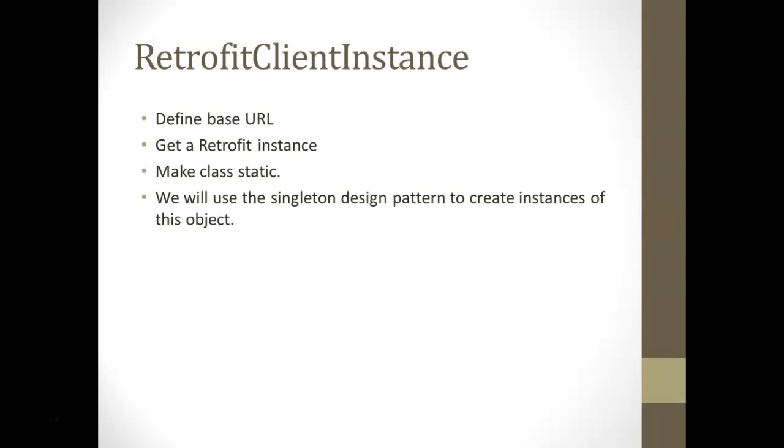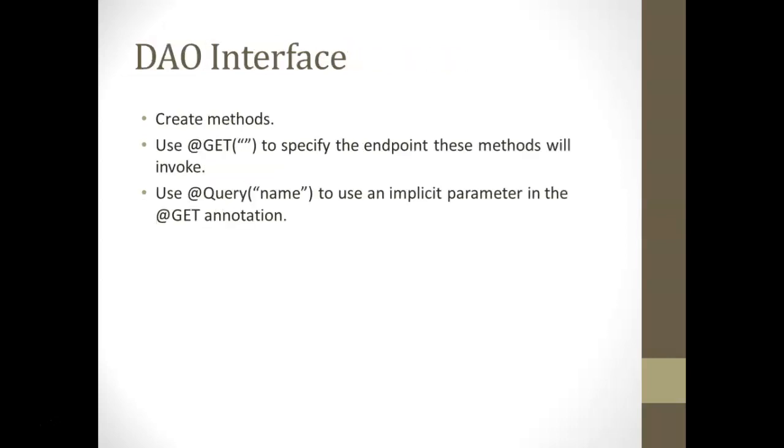Retrofit client instance, we talked a little bit about this. This is the coordinating class. One thing we'll do here is we will define a base URL, which is essentially the domain name of the service that we're going to call. We're also going to use the singleton design pattern for this class, which means we'll only have one retrofit object, and we'll essentially have a factory method that always returns that single object. So the singleton pattern.